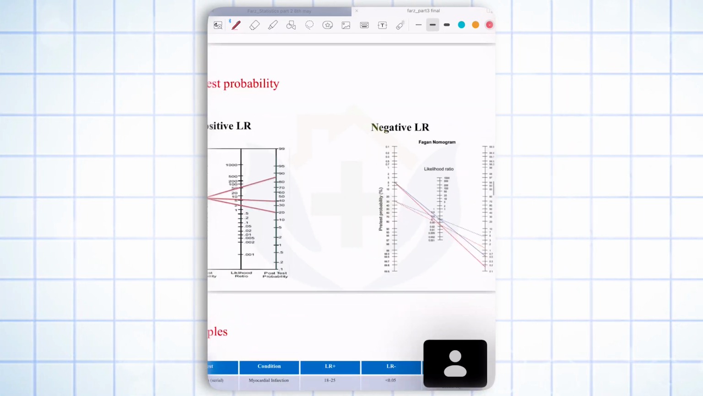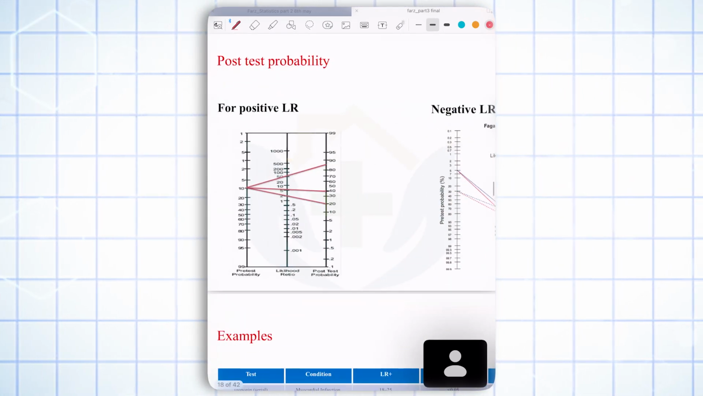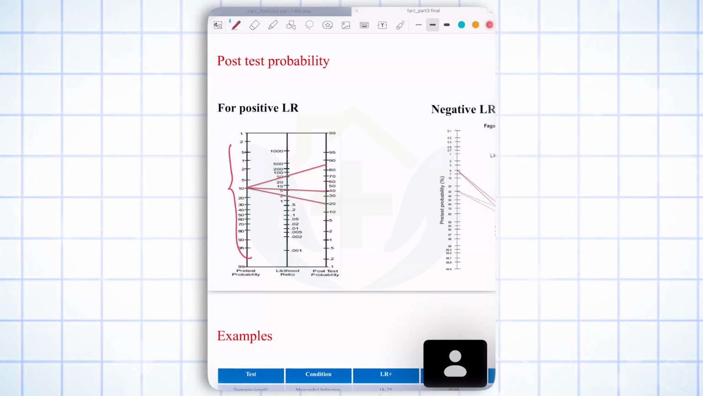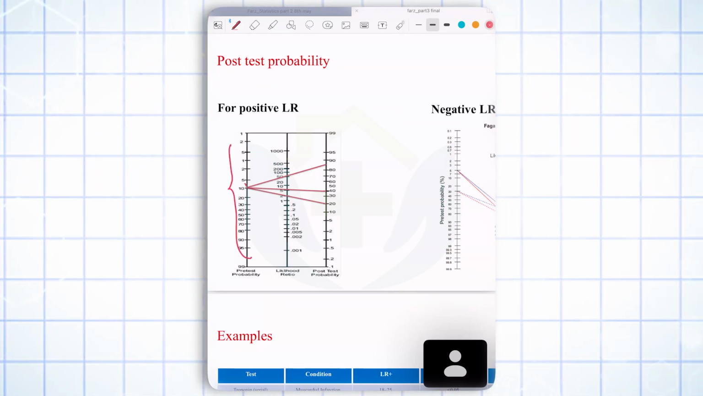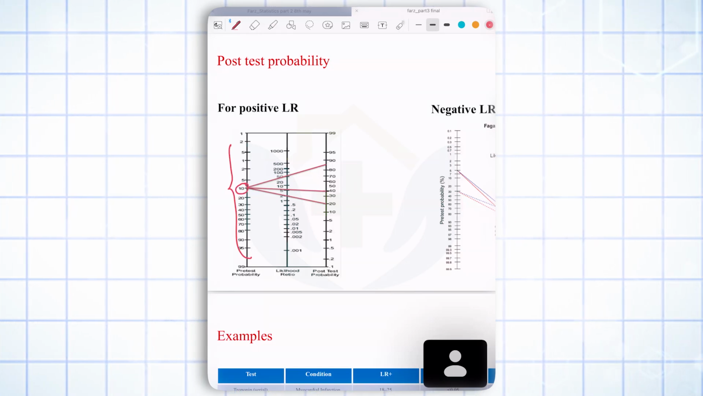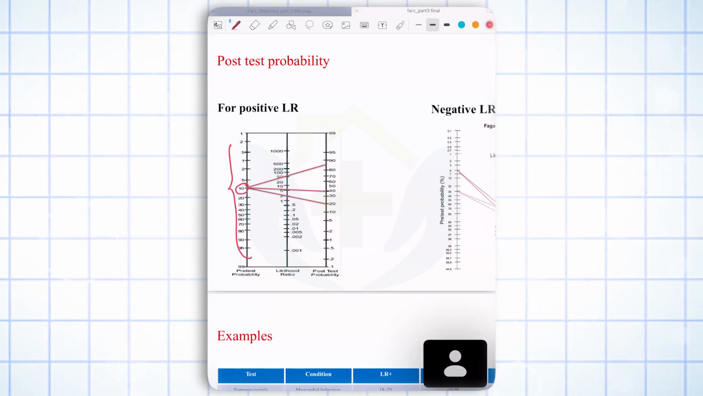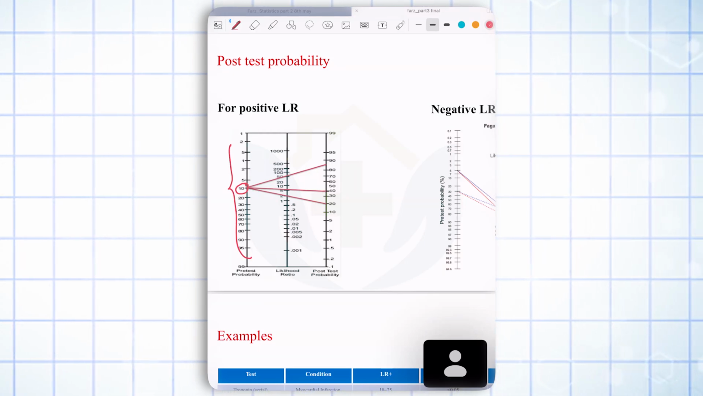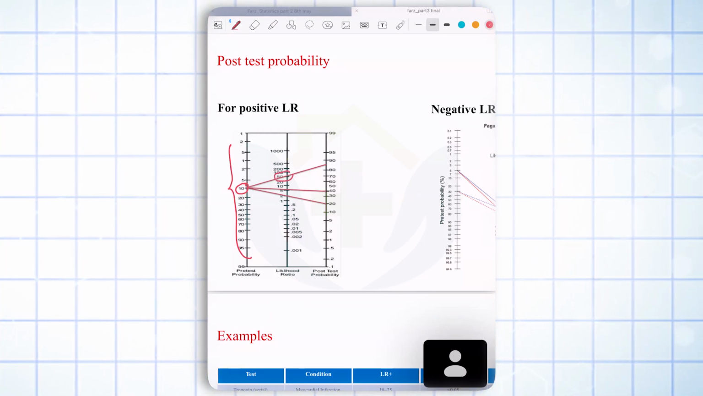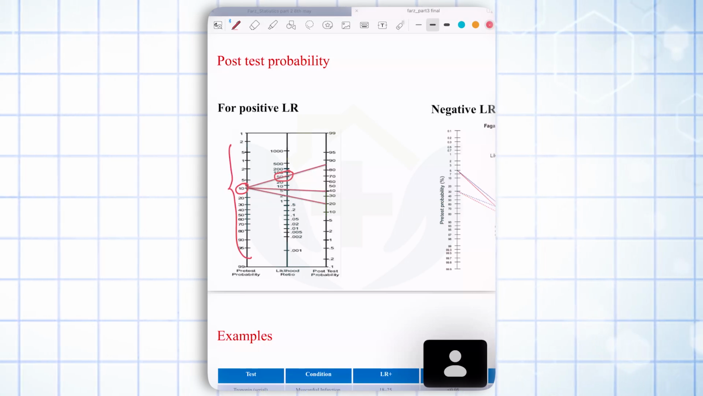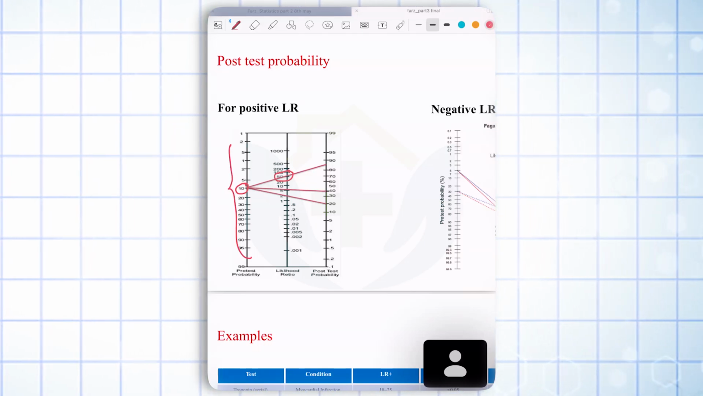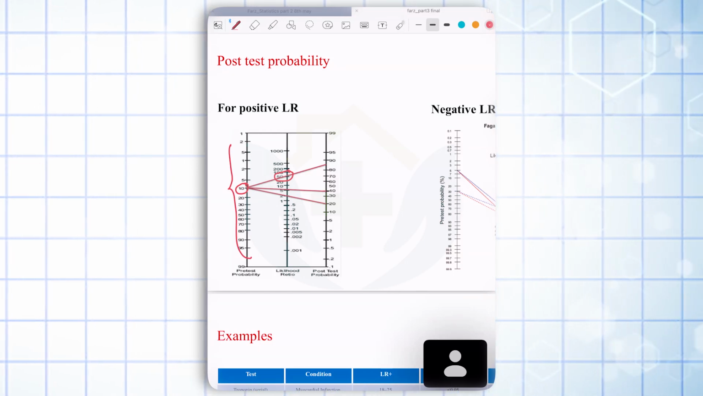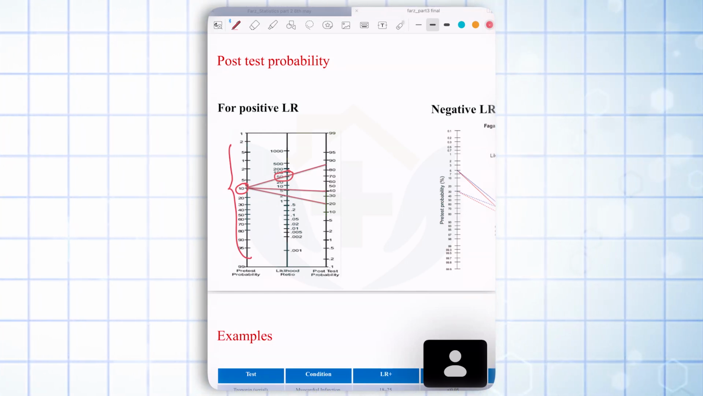Fine, I hope that this table is visible. The left side shows the pre-test probability. Let us assume that the patient has a pre-test probability of 10%. Now I run a test with a high likelihood ratio. Let us assume I'm running a test with a likelihood ratio of 50. Let us assume that the test is troponin. Now that likelihood ratio is 50. I'm just giving a theoretical example. Now the pre-test probability is 10%.